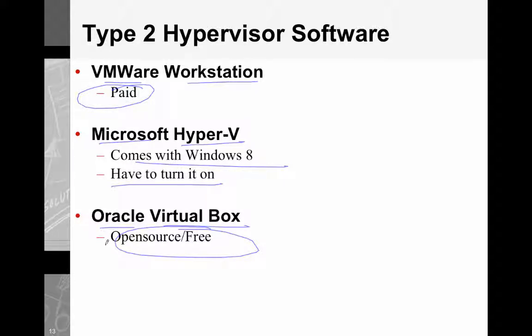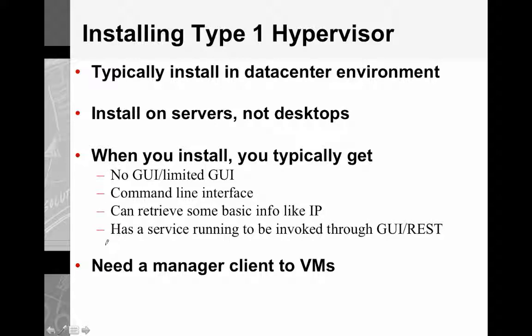Once again, the type 2 hypervisor is something that you install on top of your operating system. So you have your hardware, and then you have your operating system, then you install the type 2 hypervisor like VirtualBox, and then you install an operating system inside the type 2 hypervisor. Right? So let's talk about the installation.